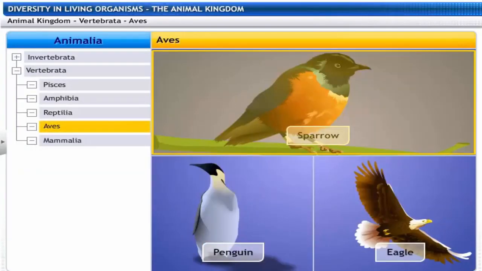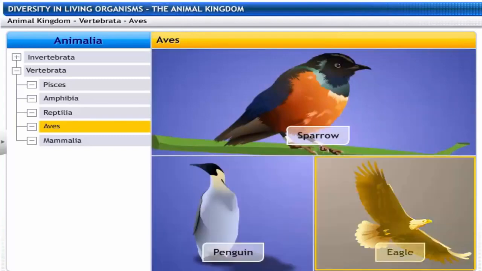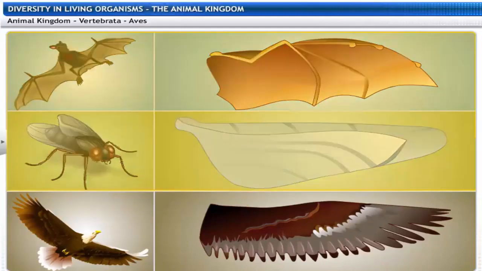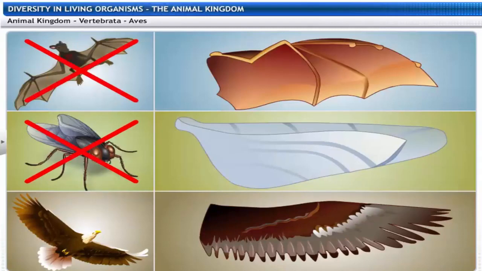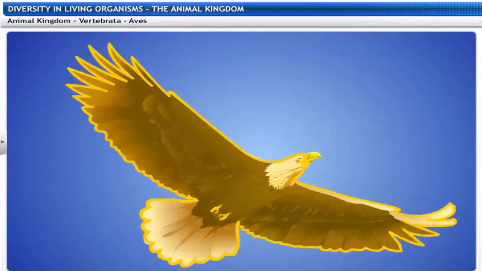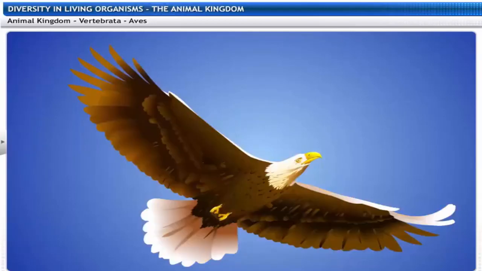All birds like sparrows, penguins, and eagles fall in the Aves category. Do you think having wings makes an animal a bird? Bats and houseflies have wings, but they are not birds. So animals are classified as birds only if they have feathers.